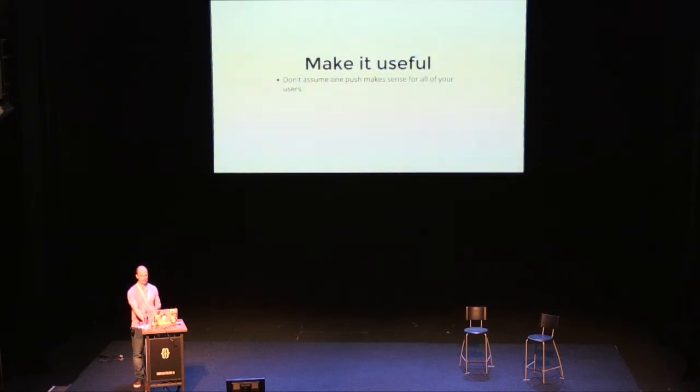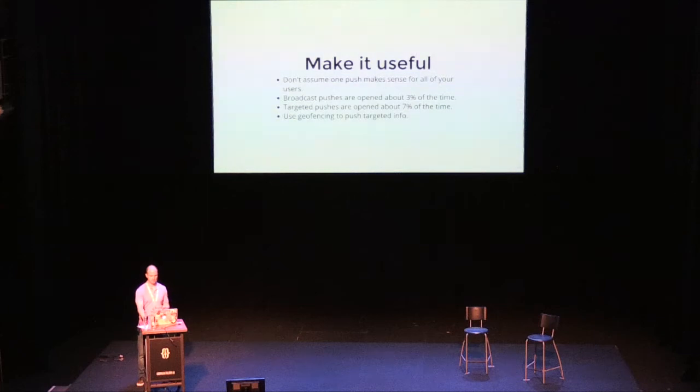So on top of that, you want to make sure that the push is useful. One push doesn't always make sense for all of your users. You want to start segmenting these pushes. What we're seeing is that broadcast pushes, which are ones sent to everyone that has installed your application, are only acted on about 3% of the time, which is not huge. But if you start targeting your pushes, if you use the information you know about the user, their geolocation, other things like that, you can bump that up to 7%. Still not a huge number, but it's over twice what it would be if you just send a shotgun message out to everyone. So like I said, you can use geofencing in order to push a better targeted message.